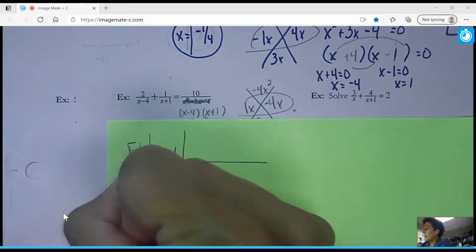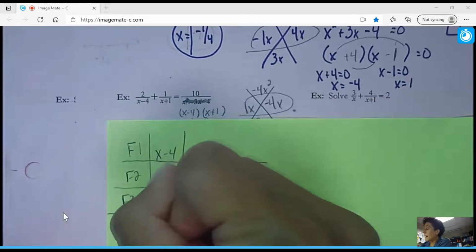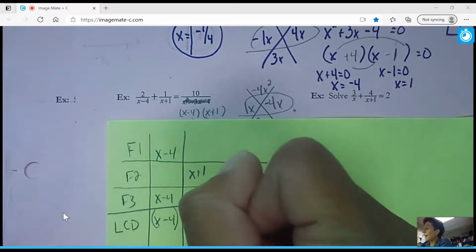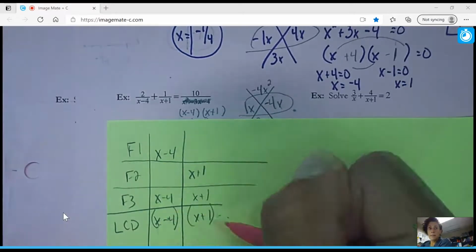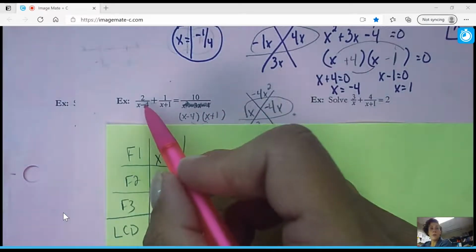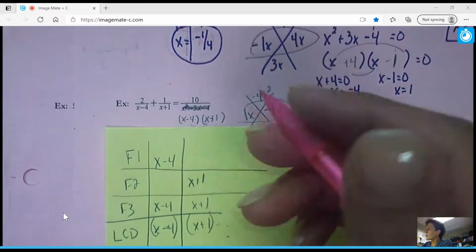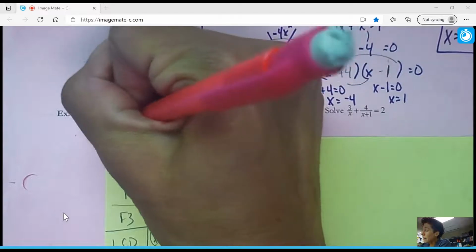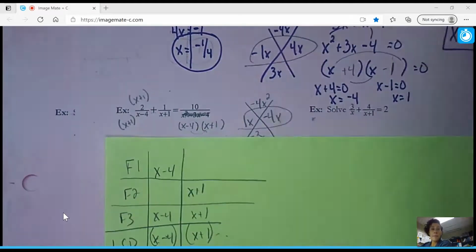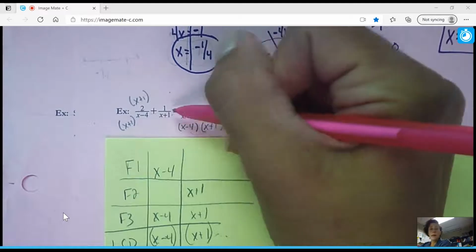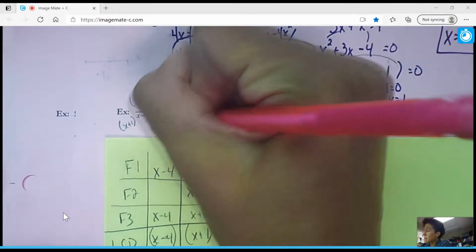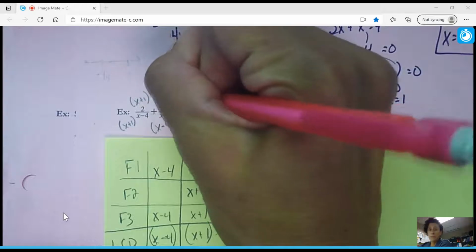And then if you drop everything down, you find your least common denominator. So all the fractions need both of these things. The last fraction has both of them, but the first fraction only has the x minus 4, so it will need the x plus 1 on the bottom, and whatever you do to the bottom, you do to the top. And this one has the x plus 1, but it's missing the x minus 4, so whatever you do to the bottom, you do to the top.